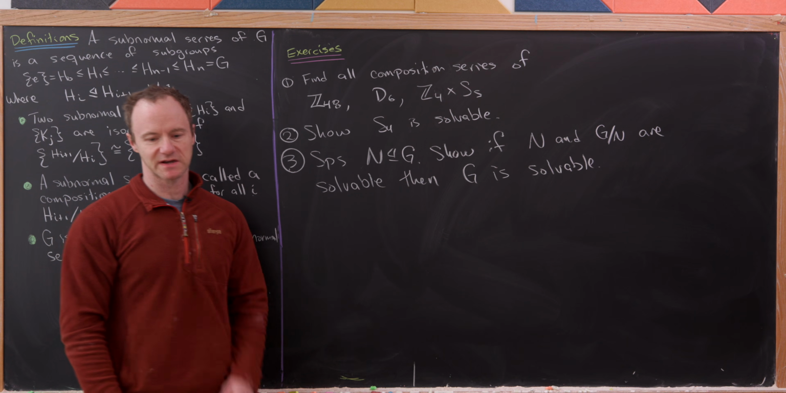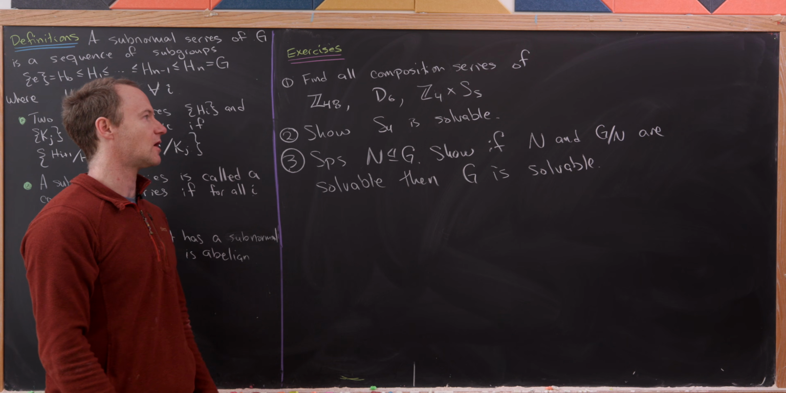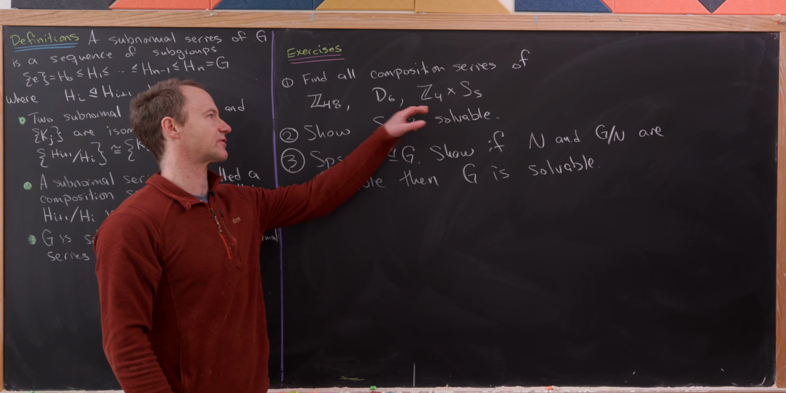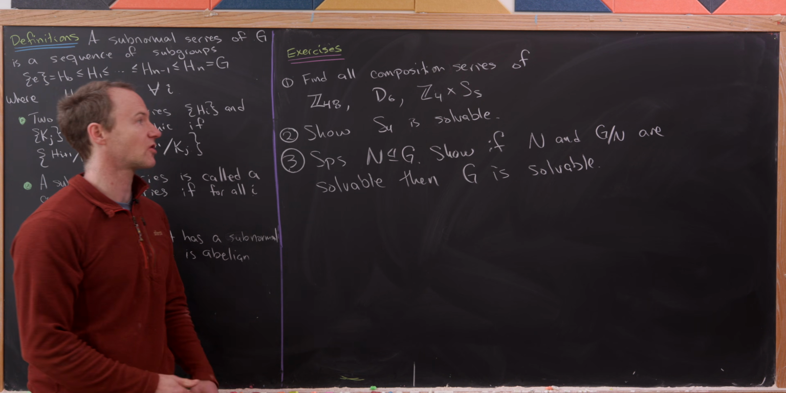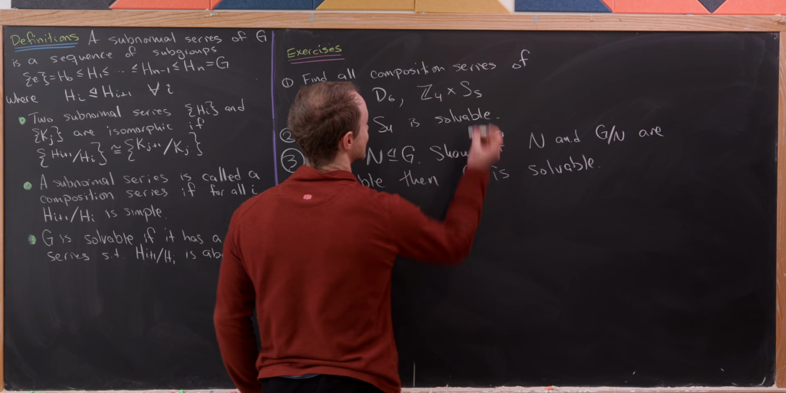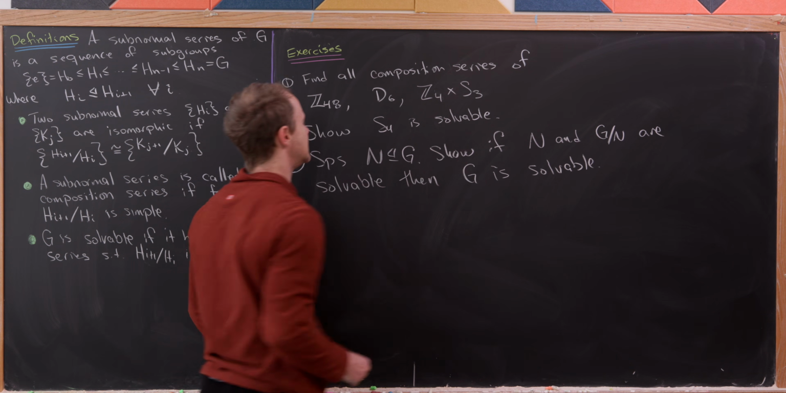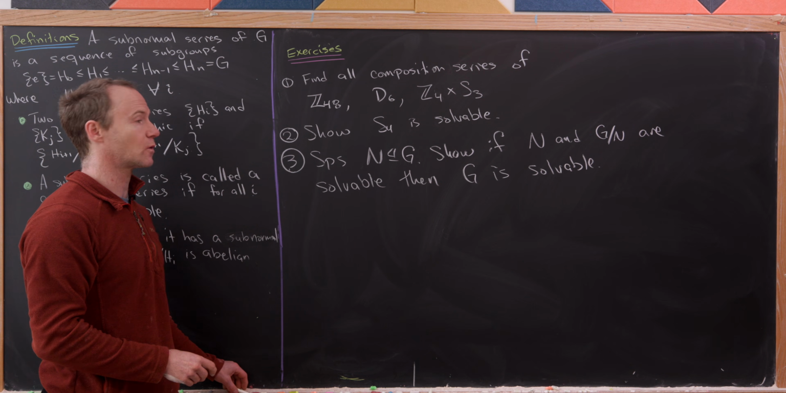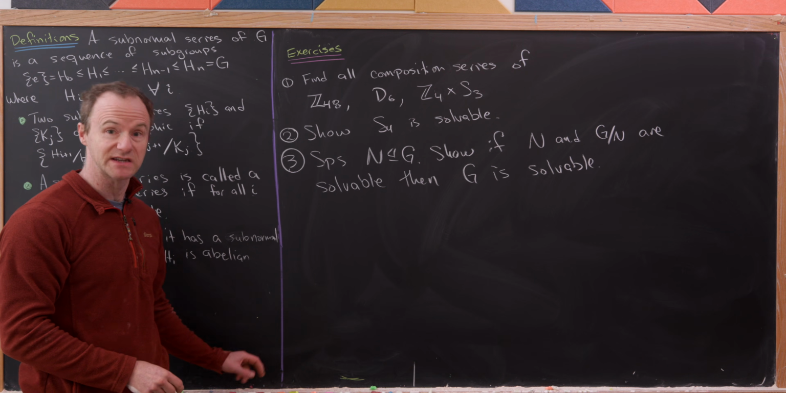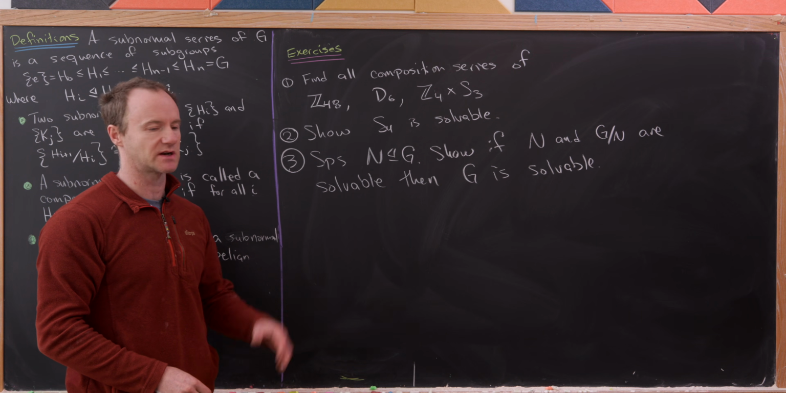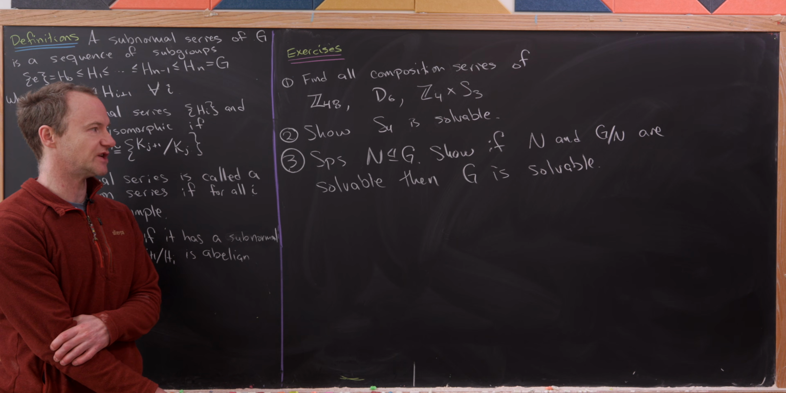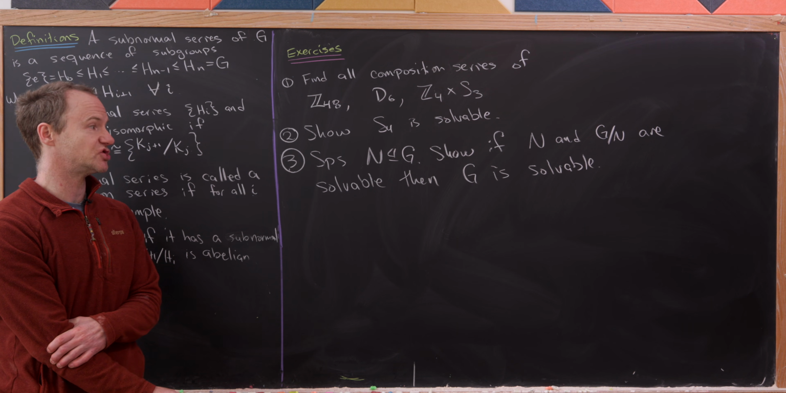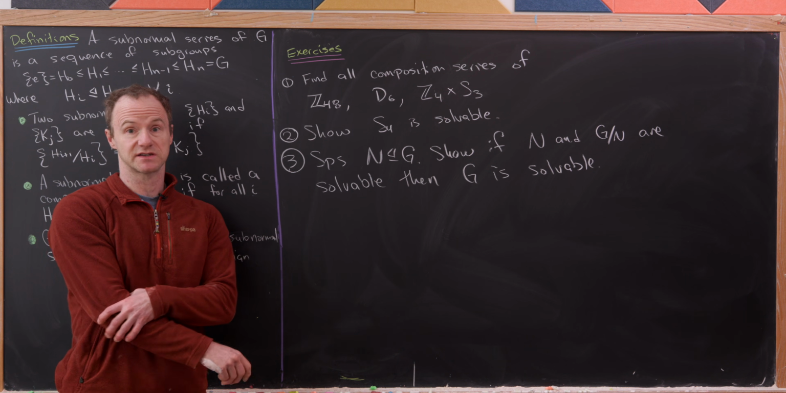All right, so here are some exercises. The first is to find all composition series for these three groups: Z48, D6, and Z4 cross S3. Next, let's show that S4 is solvable. So that makes it different from S5, S6, so on and so forth. Next up, let's suppose we've got a normal subgroup N of G. Let's show that if N and G mod N are solvable, then G itself is solvable. And that's a good place to stop.